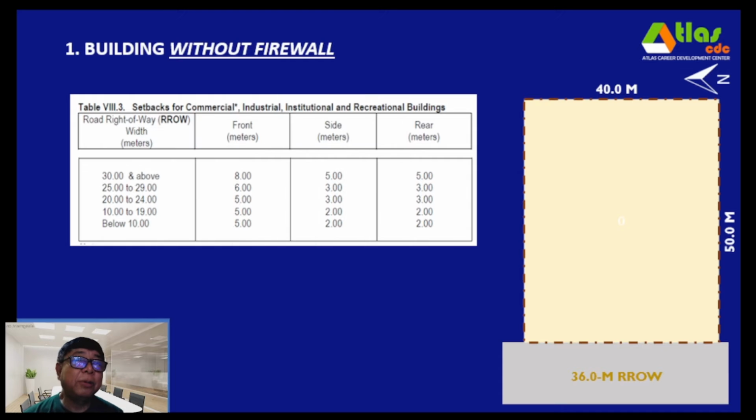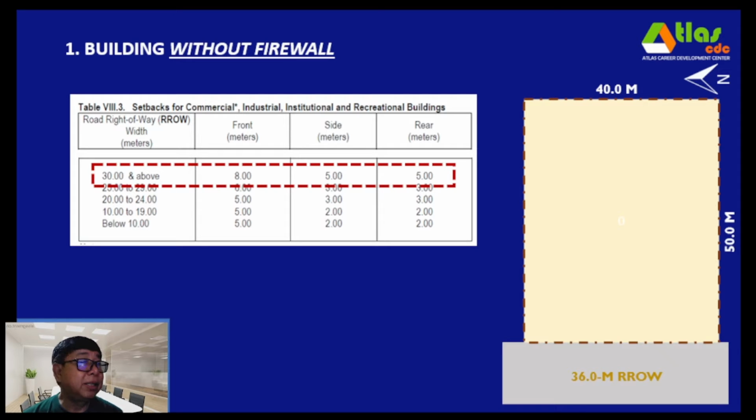So our first reference for the AMBF determination is Table 8.3. This is for institutional. It depends on the width of the road. So that if you have a 36 meters road, the minimum setbacks will be 8 meters at the front and 5 meters at the side and at the rear.